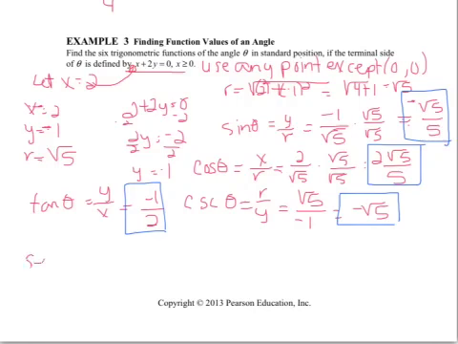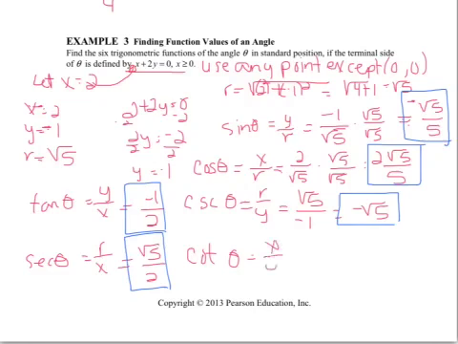Secant of theta is r over x. My r value is the square root of 5. My x value is 2. So secant of theta equals the square root of 5 divided by 2. Cotangent of theta equals x over y. My x value is 2. My y value is negative 1. I can get rid of my negative 1 in the denominator. So cotangent of theta equals negative 2.